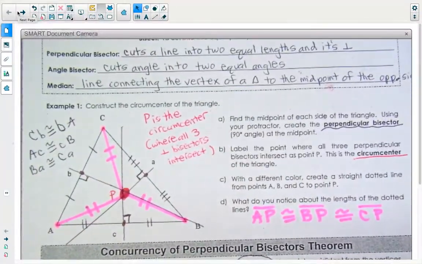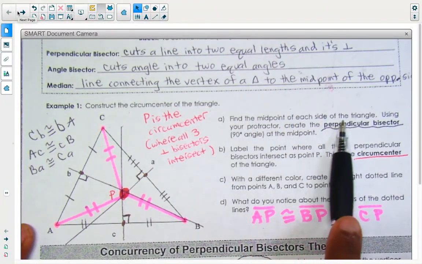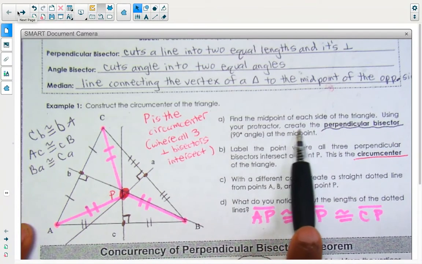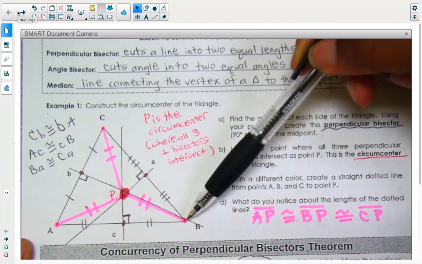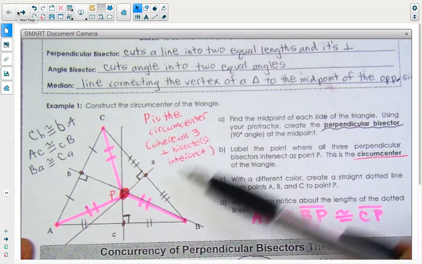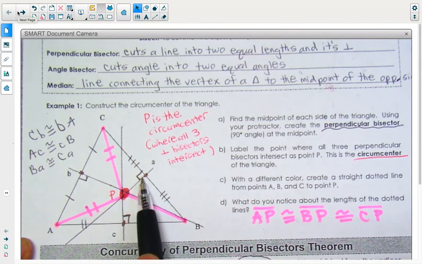Let me zoom in. Okay. Step 1 says find the midpoint of each side of the triangle and, using a protractor, create the perpendicular bisector. So I've gone through and found the midpoint for each side. For A, B, my midpoint is this point right there. For C, B, my midpoint is here. And for C, A, my midpoint is this point right there. Then I used a protractor and I have 90-degree angles right there. I did that in the black. So those are my 90 degrees.